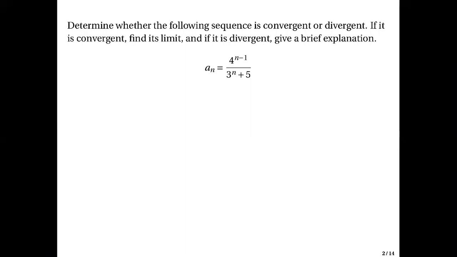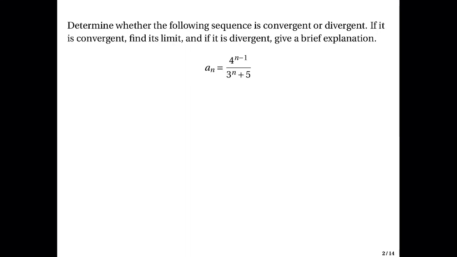Determine whether the sequence is convergent or divergent. If it is convergent, find its limit. And if it is divergent, give a brief explanation. So in here we have the sequence with terms a sub n, which is equal to 4 raised to n minus 1 over 3 to the n plus 5. So it looks like this is a geometric series, except that on the denominator, we have a plus 5.